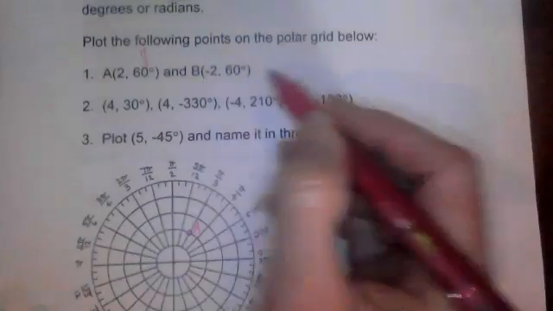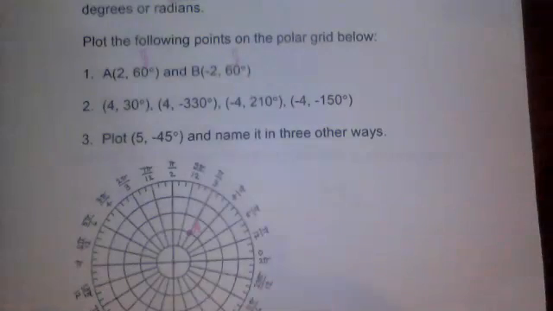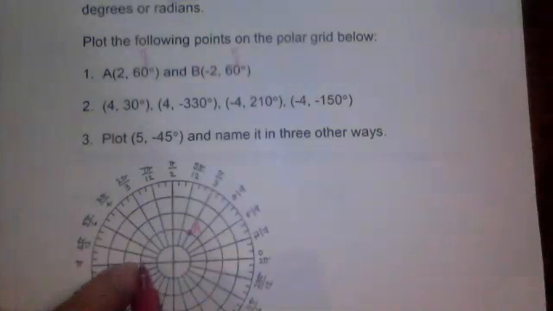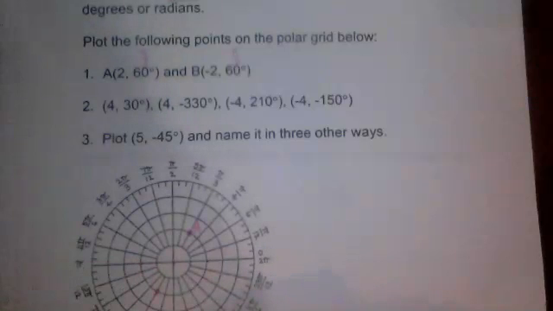All right, point B is (-2, 60°), also pi thirds, but negative 2 means from the pole we're going out to the left, negative 2, and then we're still going to go from here in a counterclockwise direction, positive 60 degrees. So positive 60 degrees would take us down here to 4 pi thirds. So this would be point B.